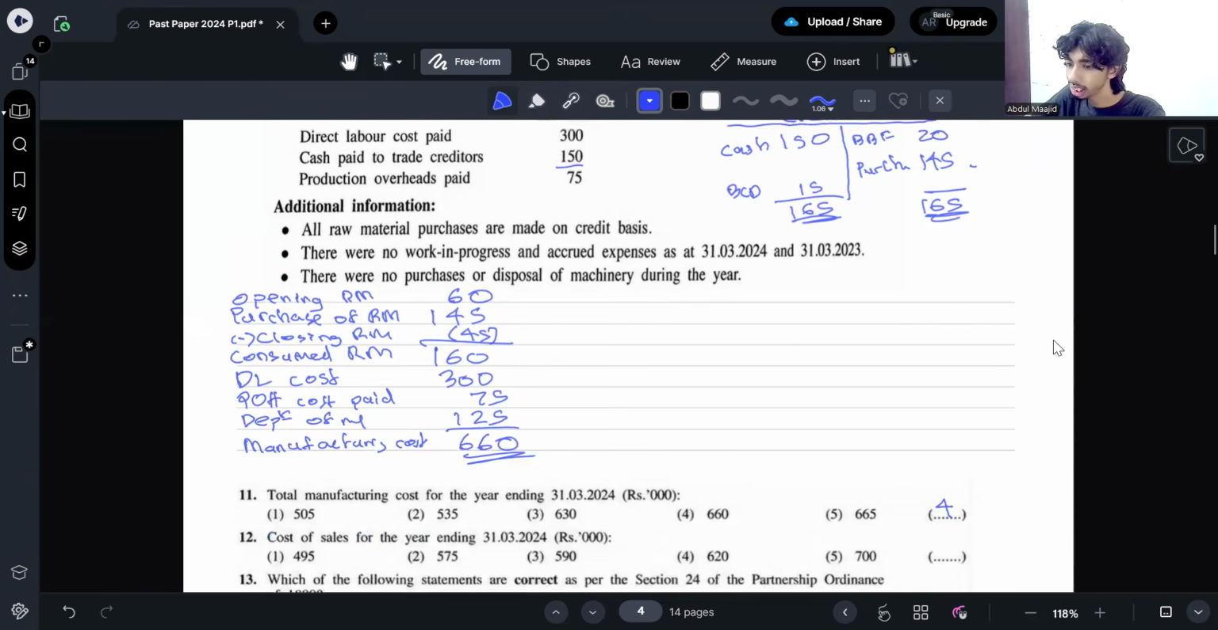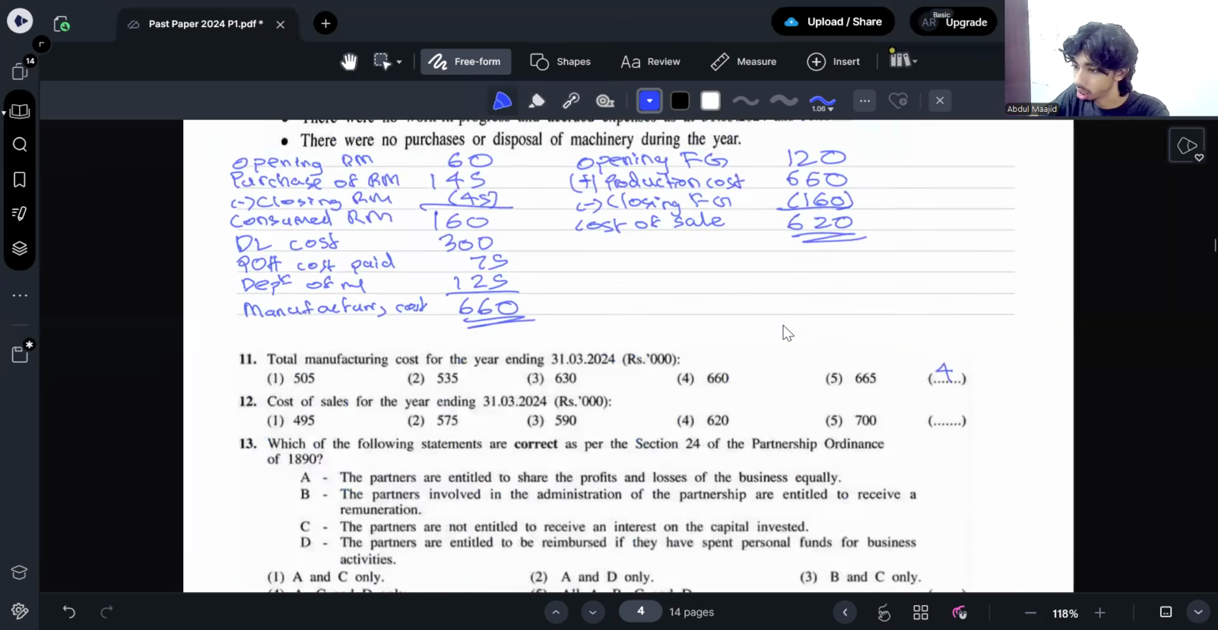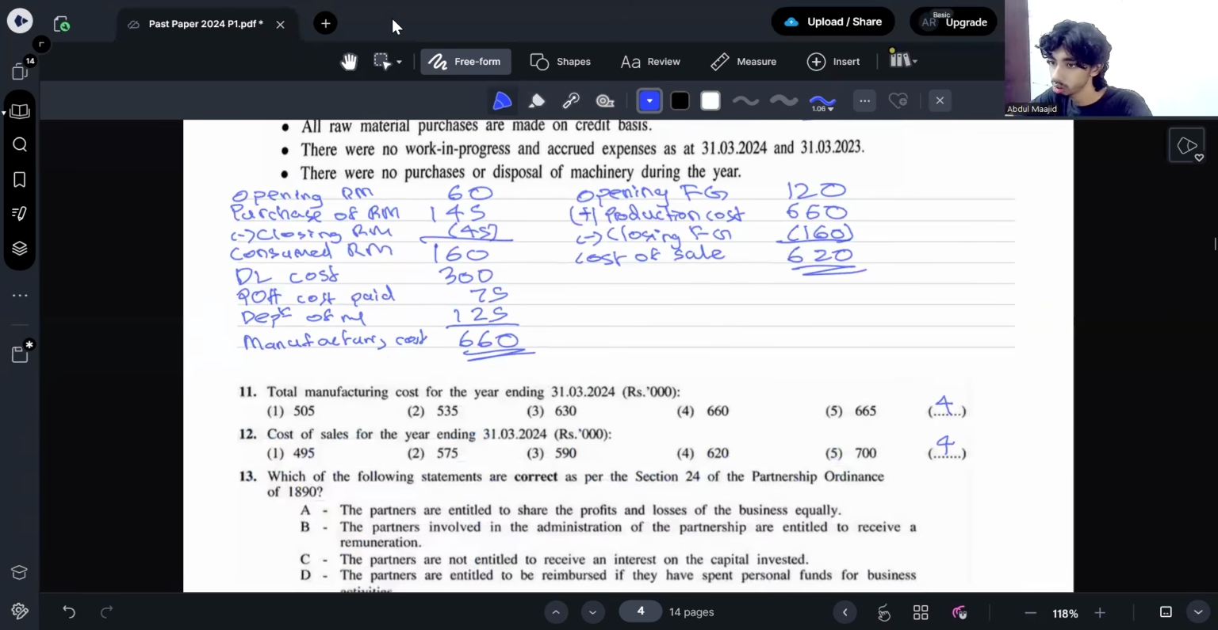The next one, to find the cost of sale. Cost of sale will be opening finished goods, which is 120. For that you have to add your production cost. Production cost is 660 and you deduct the closing finished goods. Closing finished goods 160. You will get your cost of sale as 620. Answer number 4. Okay.